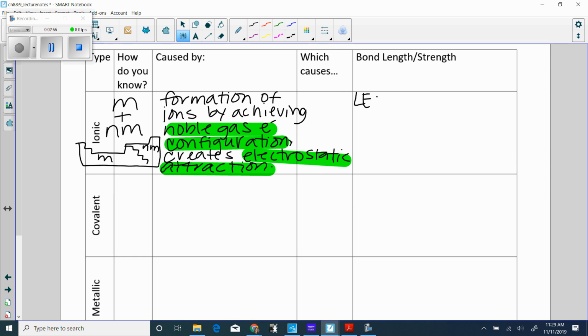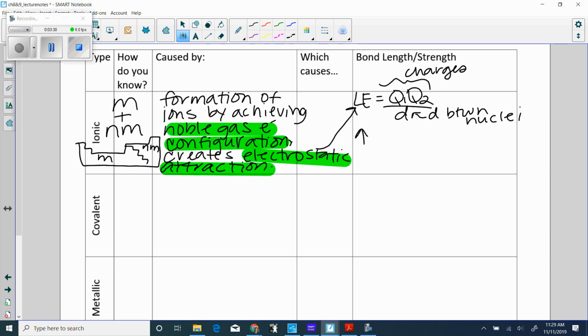So lattice energy equals Q1 times Q2 over distance. Electrostatic attraction is the vocab word. The lattice energy is like the quantitative part of it, like how much is it actually. Q1 times Q2 are the charges of the ions that became ions because they were achieving noble gas electron configuration. And then D is the distance between nuclei. So the nucleus is in the center of the atom. The distance from nucleus to nucleus is what goes on the bottom here.